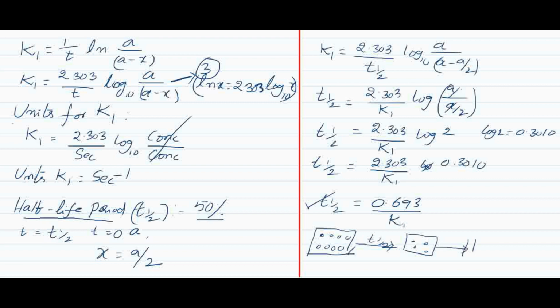Now here the initial concentration is 4 molecules. In this reaction, there are only 2 molecules left. So 4 to 2. This is 1 half-life. And here there is only 1 reactant molecule. So 1 half-life.